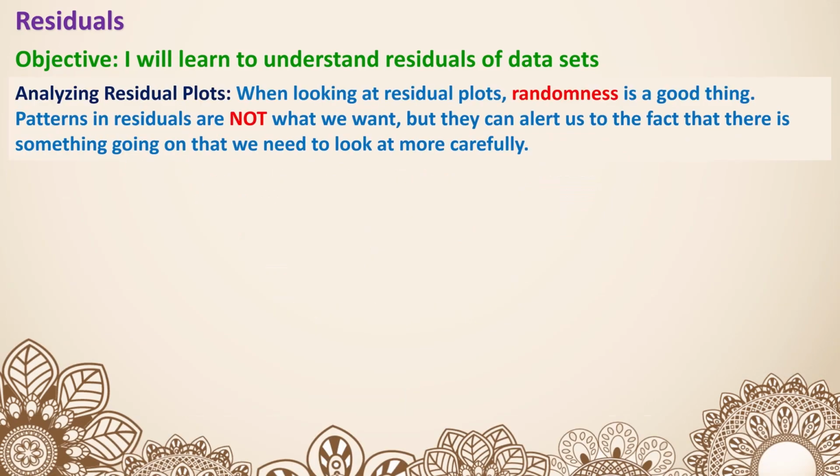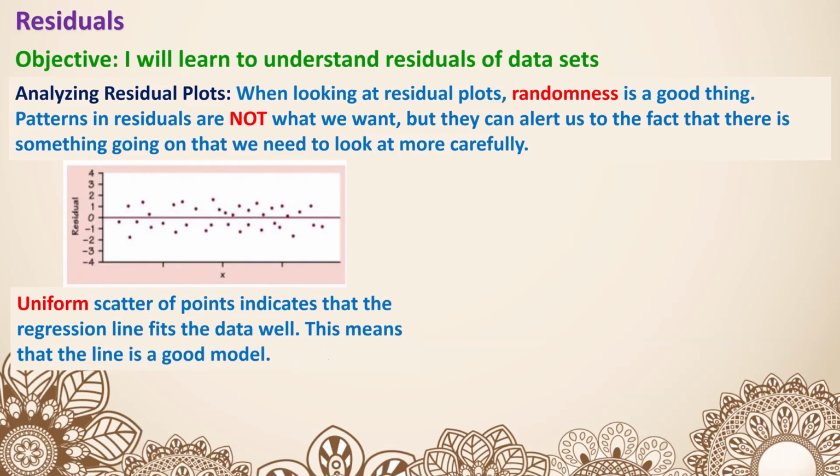So, analyzing residual plots. When looking at residual plots, randomness is actually a good thing. Patterns in residuals are not what we want, but they can alert us to the fact that there is something going on that we need to look at more carefully. So we actually want everything to be more spread out. A uniform scatter of points indicates that the regression line fits the data well. That means the line is a really good model. So when everything is very random or uniform, we actually like it. That is a good linear model.